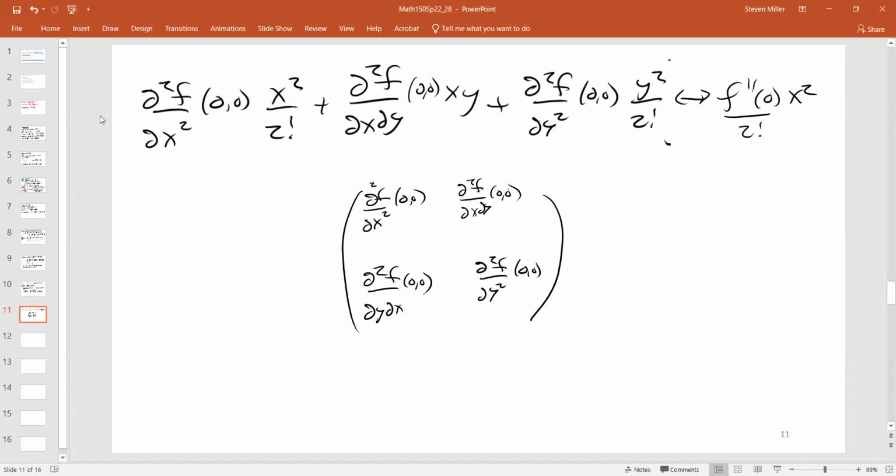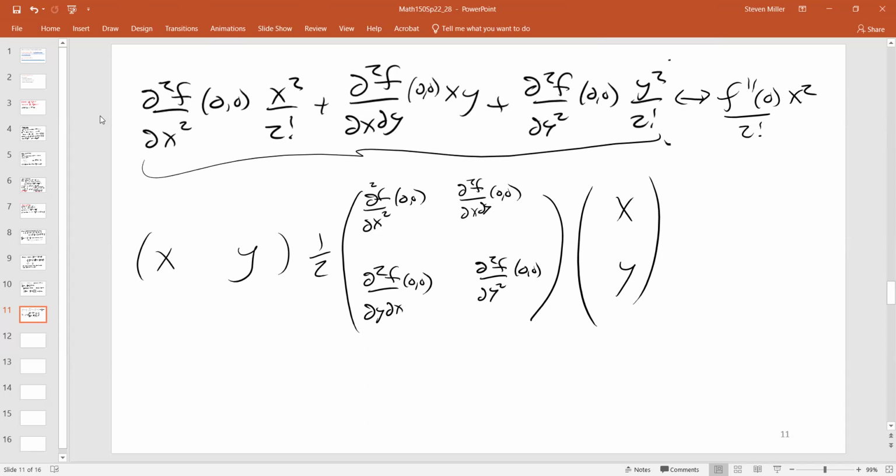And now, amazingly, if I put in a factor of 1/2, I put in the vector xy here, and I put in the vector xy here, this will equal this. This is the generalization of 1/2 f double prime of 0 x squared. I take my x and have it once as a vector that is a column, once as a vector that's a row, and I have a matrix. And so this is called the Hessian.